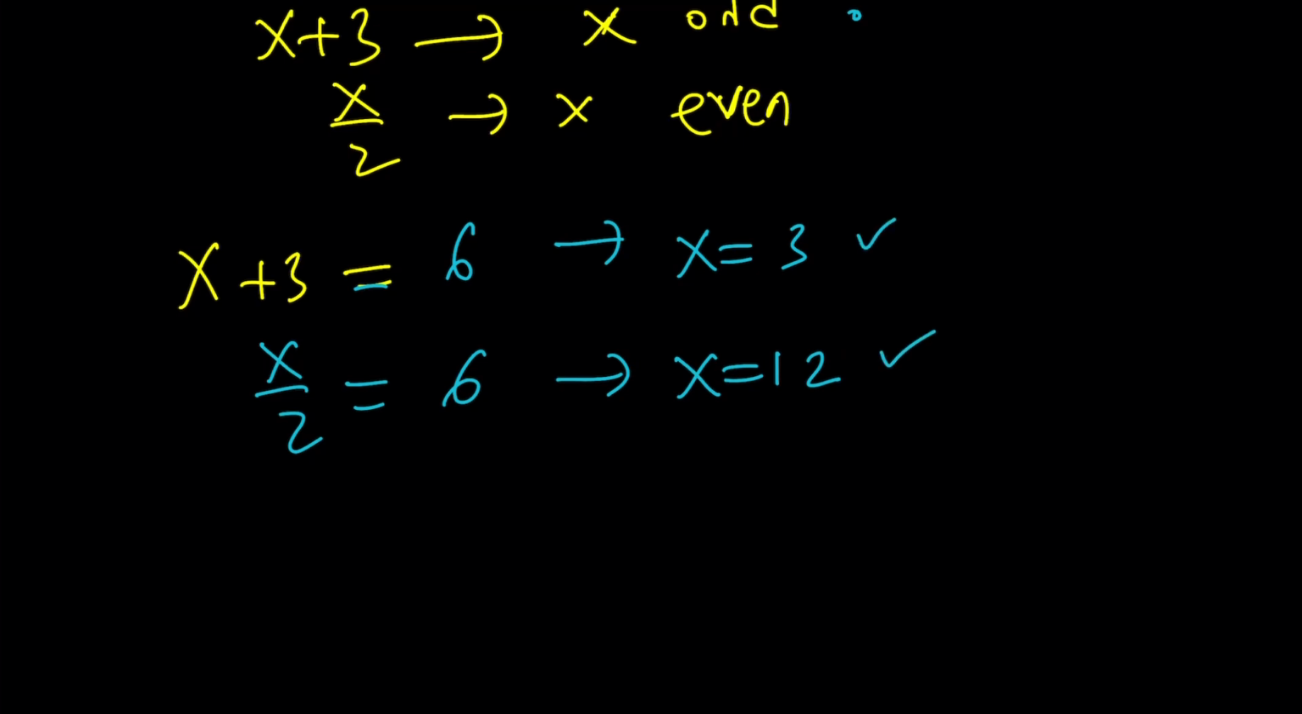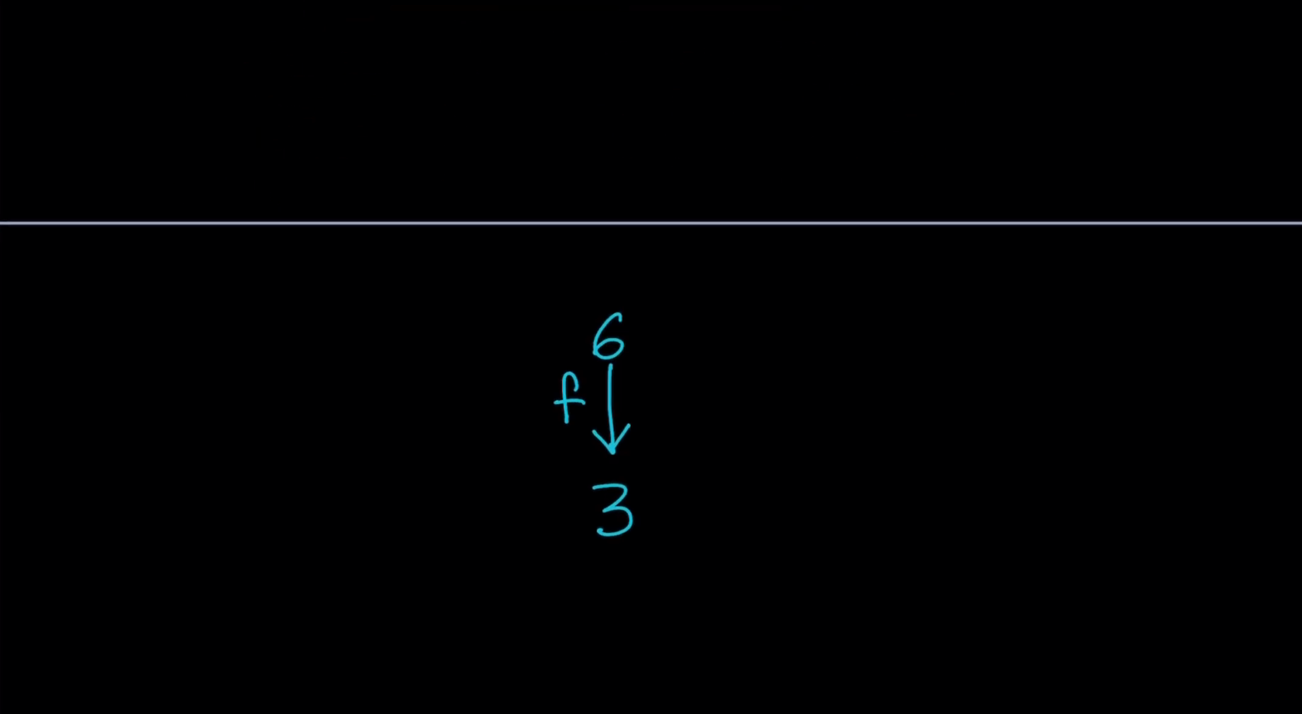That also works. In this case, we have two inputs that produce a 6: 3 and 12. Does that make sense? So it could be a 3 or it could be a 12. Awesome. Now, here's the thing. We know that 3 is only produced by 6, so I can write this as follows. You can only have a 6 that produces a 3, and then the 3 produces a 6, and then 6 produces a 3, so on and so forth.